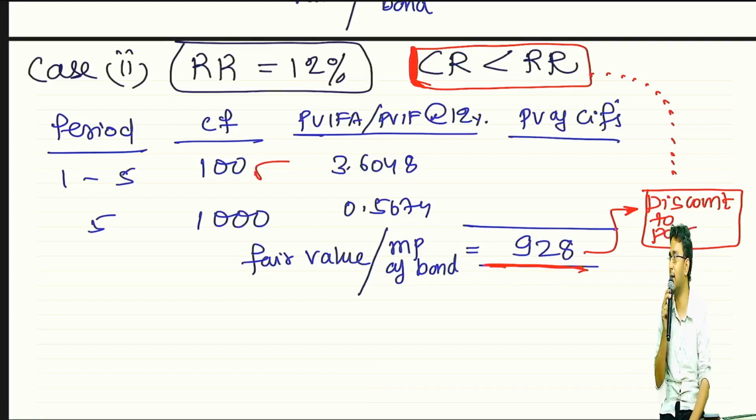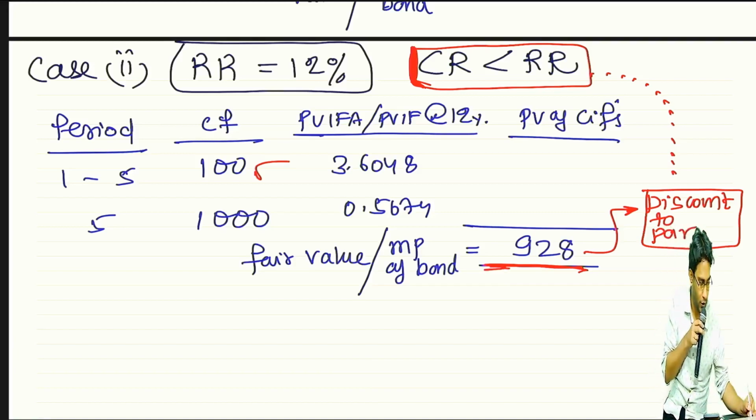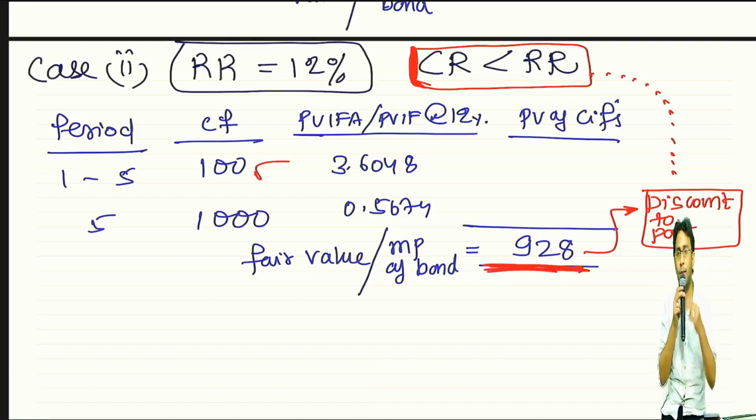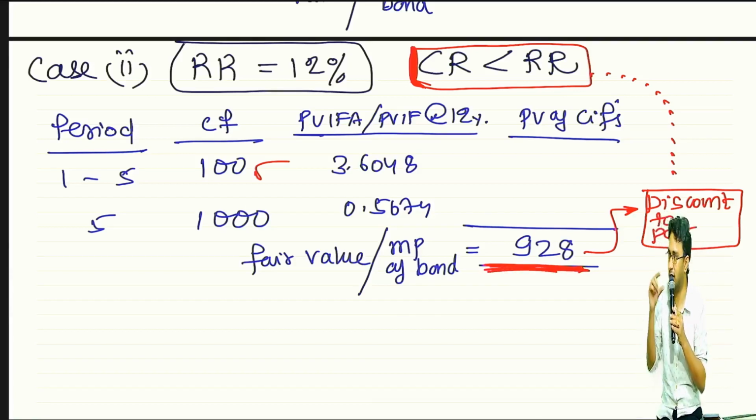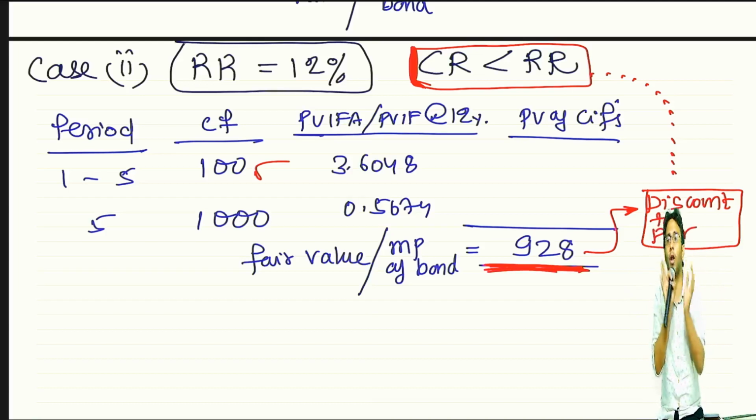Why is there capital gain? You did not buy the bond at 1000. You are buying the bond today at 928, and at maturity you will get 1000. Is there a gap or not? The gap will give you extra return. Overall, coupon you will get, capital gain you will get. Overall, your return will be your required return only, which is 12%.